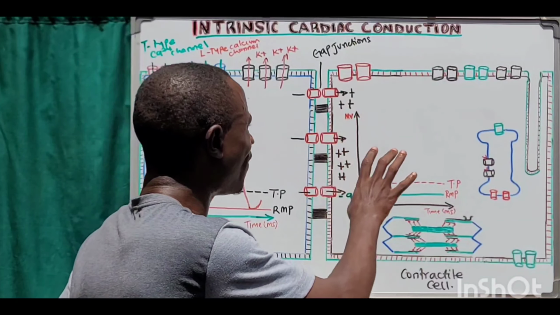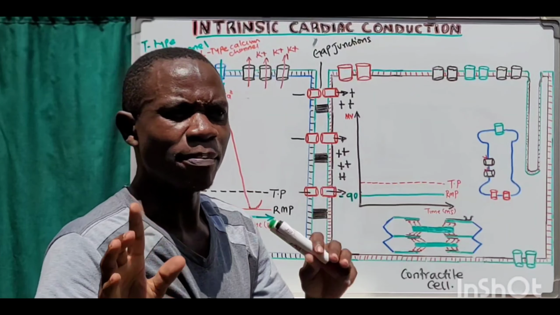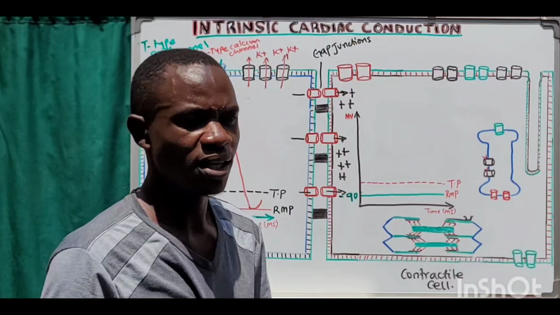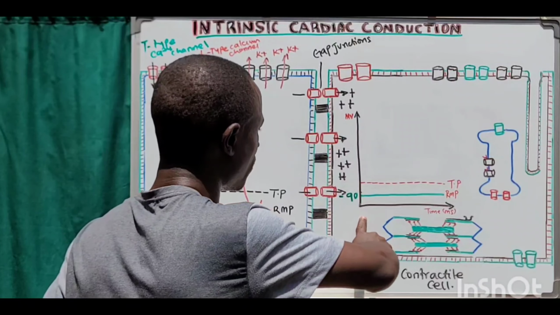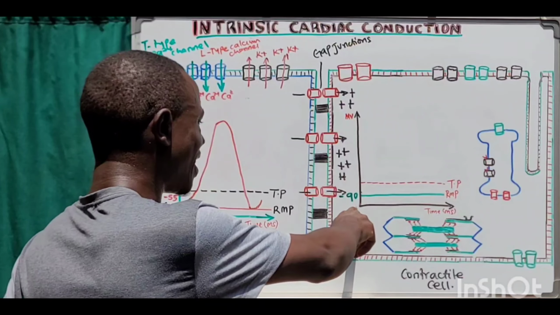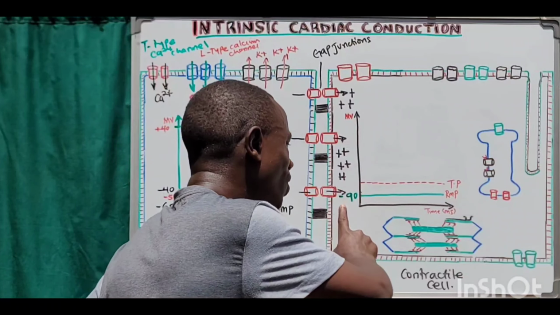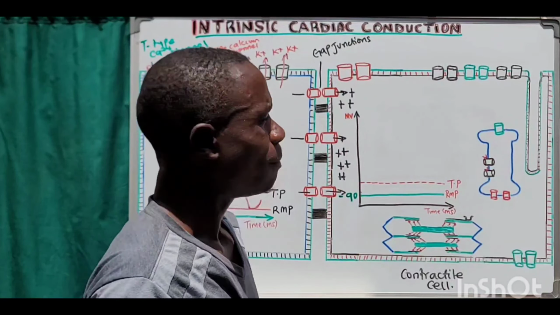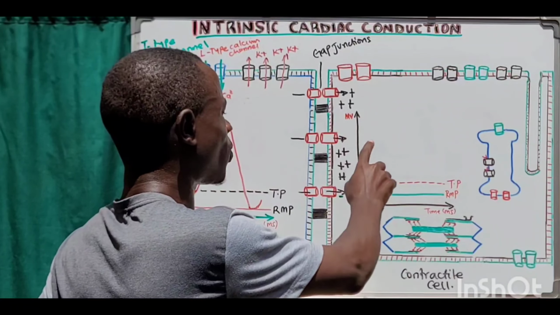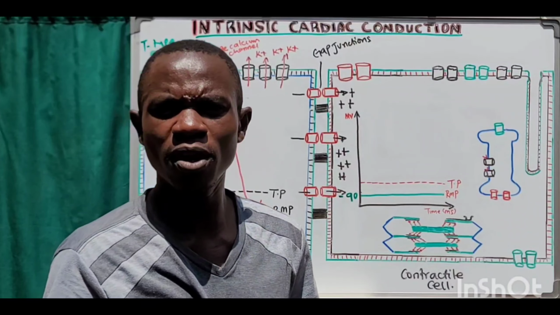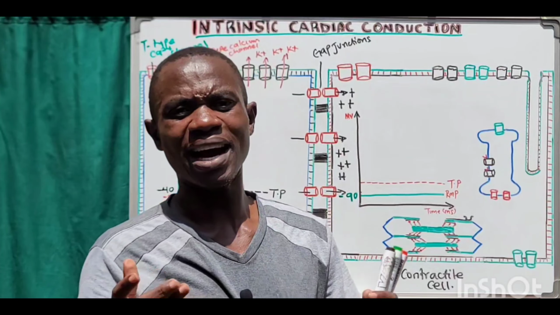Now, whenever a cell gains cations, the membrane potential has to change. The question is, what is the resting membrane potential of this cell? We said that the resting membrane potential of this contractile cell was around negative 90 millivolts. But when the calcium ions trickle inside this contractile cell, do you think the membrane potential is going to remain the same? The answer is no.